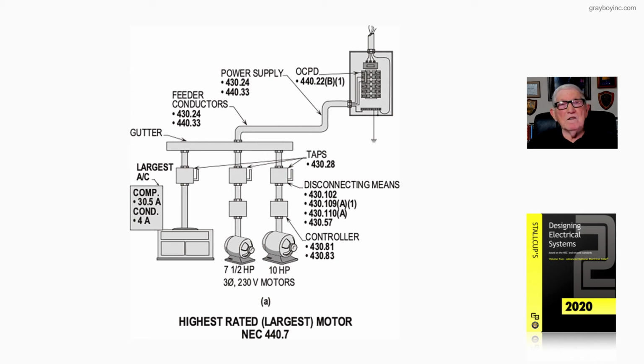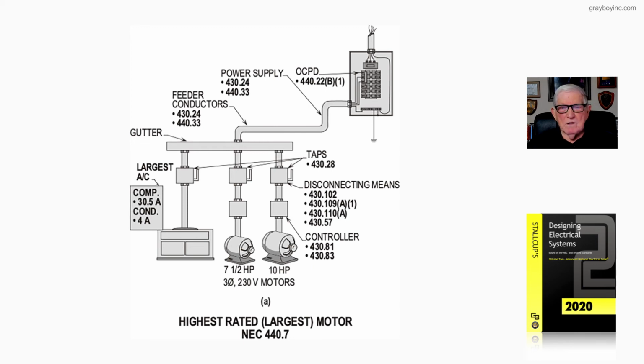Now naturally you go to Table 430.250, as you are instructed to do from 430.6(A)(1) of the code, and you would pick up the full load current ratings of each one of these motors, 7.5 and 10, based upon 3-phase, 230 volt, and their values. Neither one of those motors would be larger than that compressor, 30.5 and 4 amp for the condenser motor.